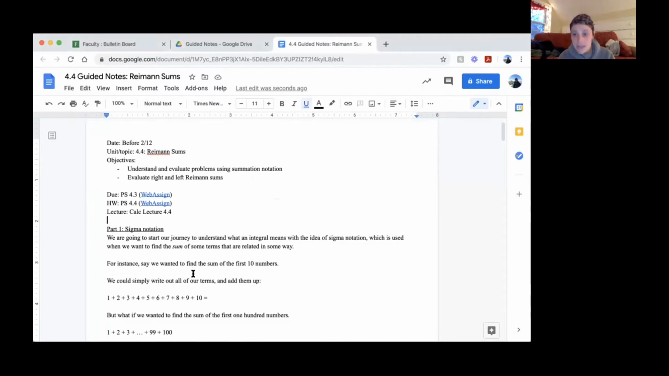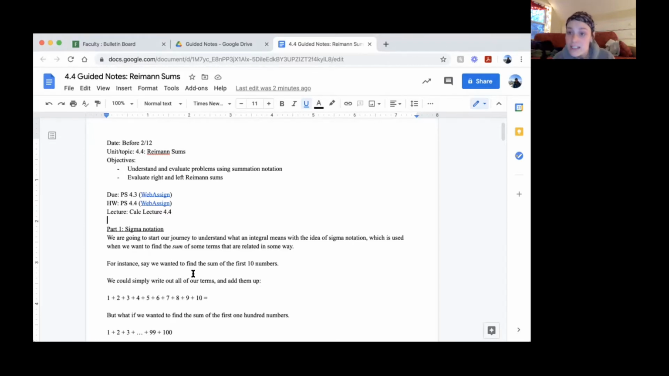So big picture here is that we are on a journey of math understanding, and we want to understand what an integral means. So we know what derivatives mean, right? We know that a derivative is the slope of a tangent line at a point. We don't have that same kind of background idea for integration. So big picture, that is where we're getting, okay?